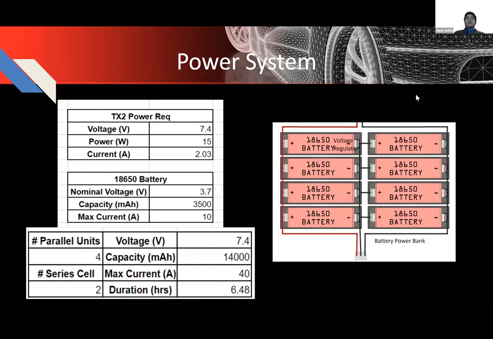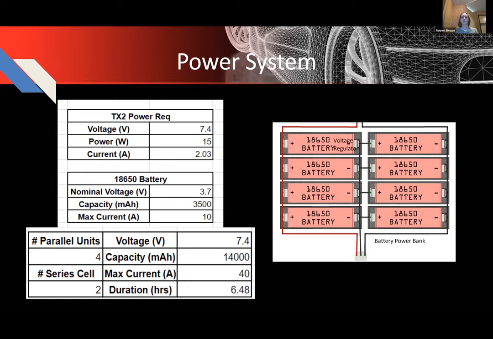This is the battery stuff. I'm gonna let Robert do this one. So this is our power system. We built it out of 18650 batteries. They're very common lithium ion batteries, 3.6 volts each. The ones we bought specifically have a capacity of 3,500 milliamp hours and a max current of about 10 amps. So we originally used only 4 of these batteries, two in parallel, two in series, to give us 7.4 volts and a max current of 20 amps.